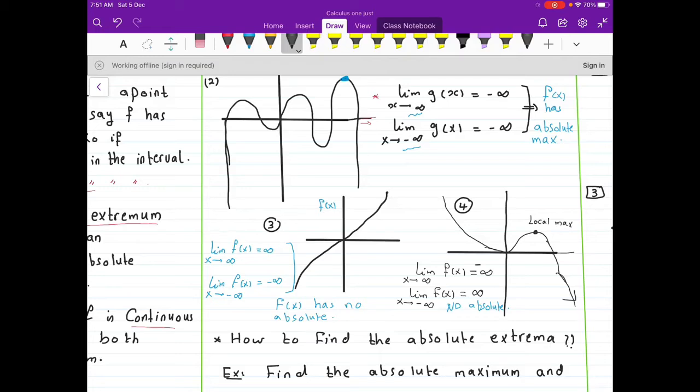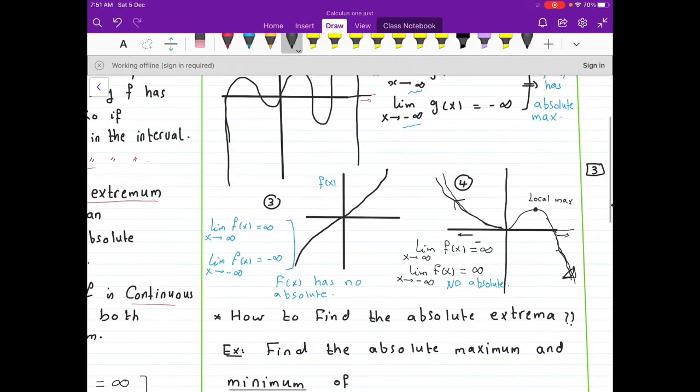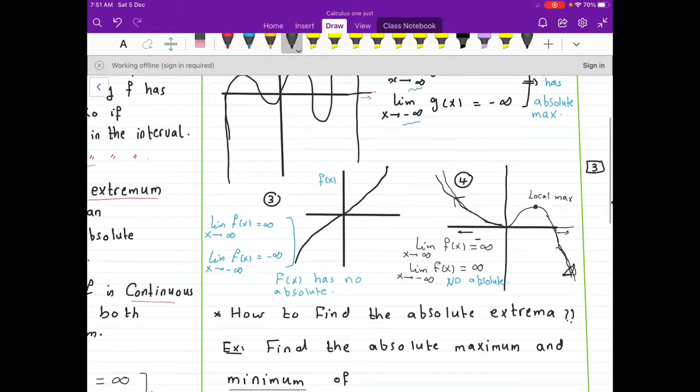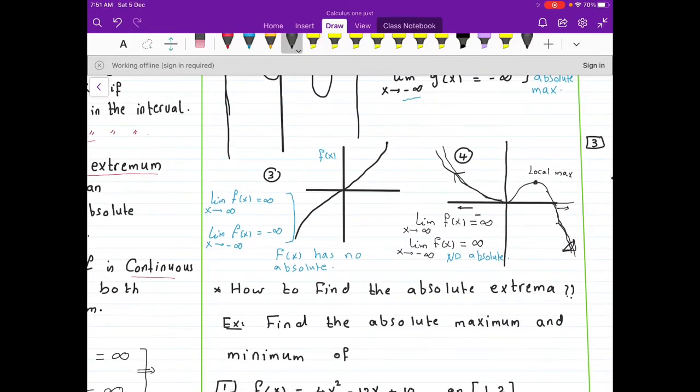So as x approaches infinity, obviously the graph approaches minus infinity, and as x approaches minus infinity, the graph approaches infinity, so no absolute extrema. Our question now: how to find the absolute extrema? That means how to find the absolute maximum and minimum for the function.